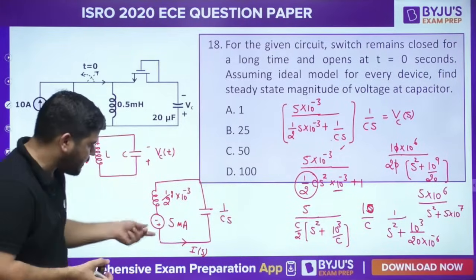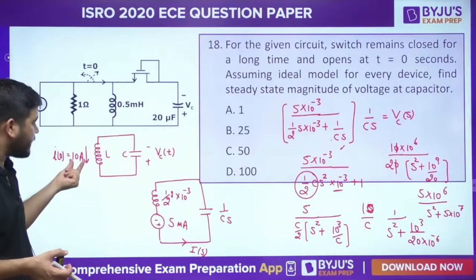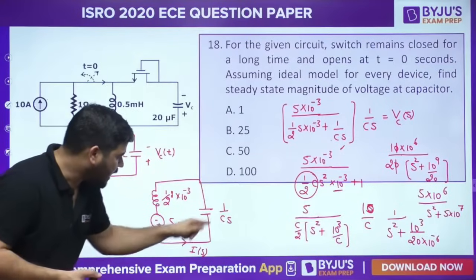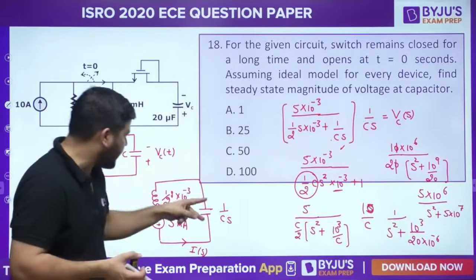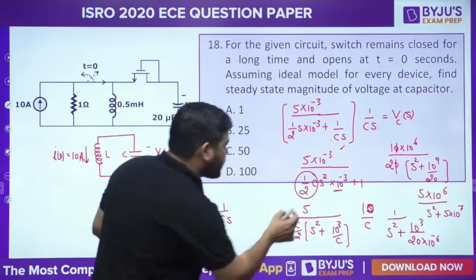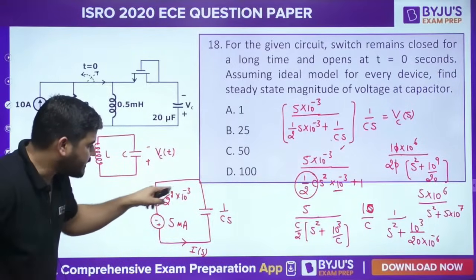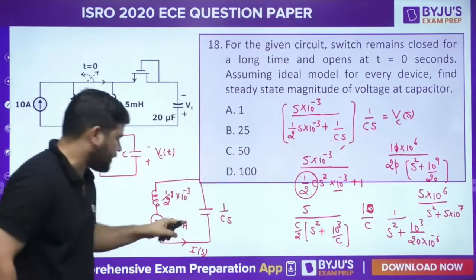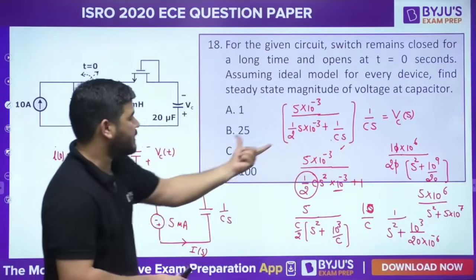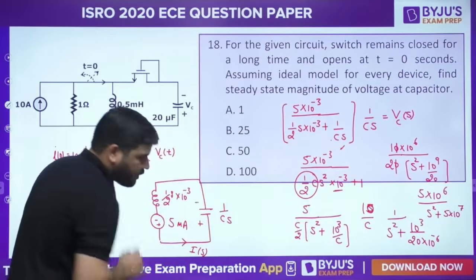So this is LS and this is Li0. L is this, I0 is 10. So you will get 5 into 10 to the power minus 3, 5 milliampere, and capacitor will become 1 by CS. So now you can see that the current will be 5 into 10 to the power minus 3 divided by LS plus 1 by CS. Now you can simplify this. This is the current, multiplied by 1 by CS gives this voltage. So you get this voltage.